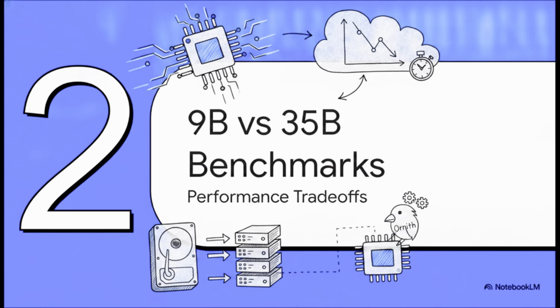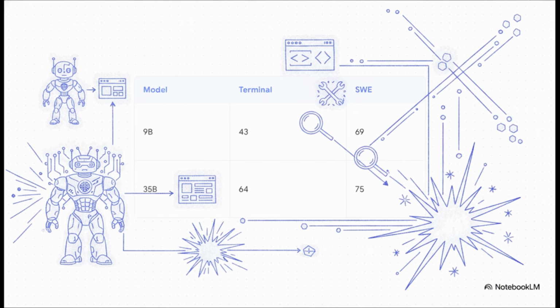Section 2. 9B versus 35B benchmarks. Let's put the 9B and 35B variants head-to-head on some complex agentic coding tasks. On Terminal Bench, the 9B model scores a highly respectable 43, while the 35B hits a massive 64. But over on SWE Bench, the gap is surprisingly tight, 69 for the 9 billion parameter model and 75 for the 35 billion.